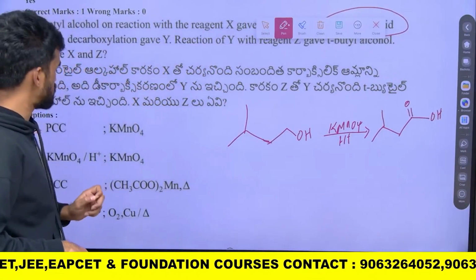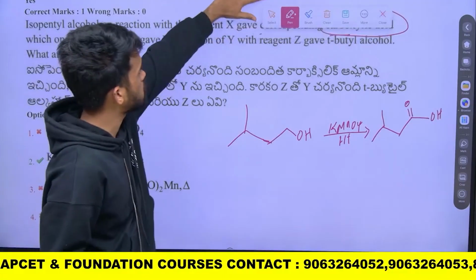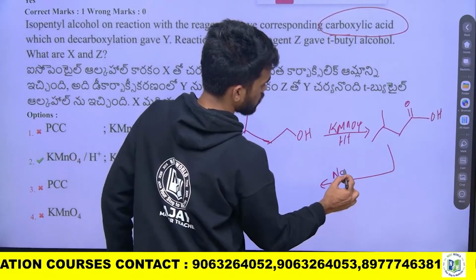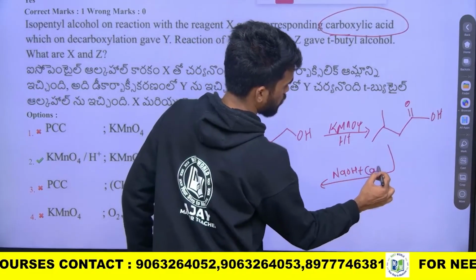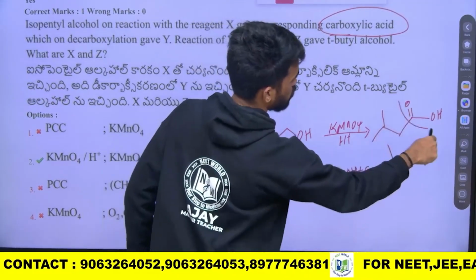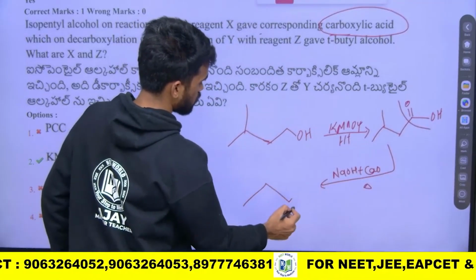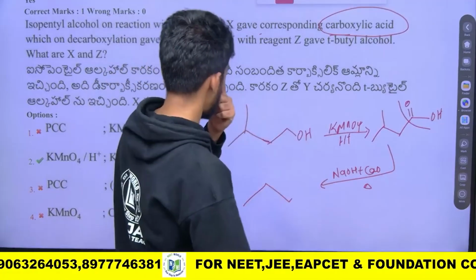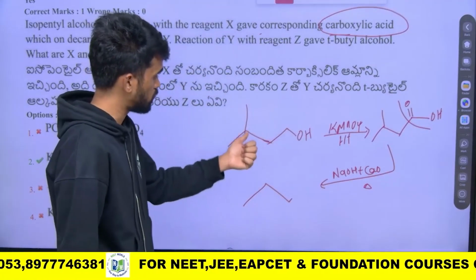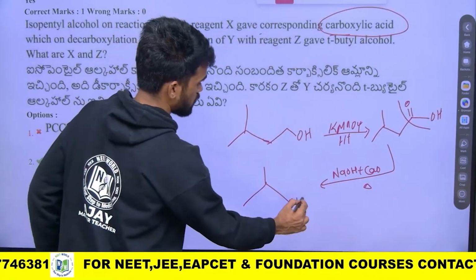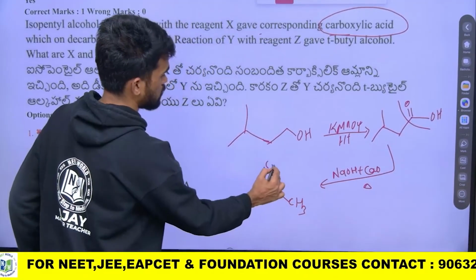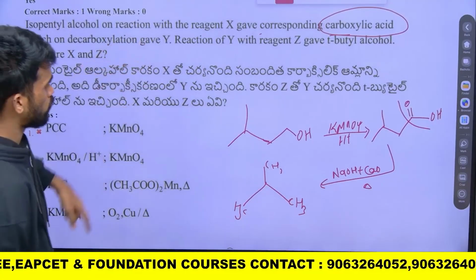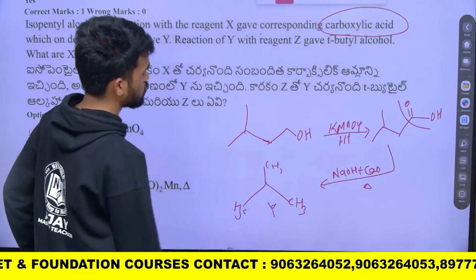Now from this carboxylic acid, upon decarboxylation, you have to treat this with NaOH plus CaO. Upon heating, just remove the CO2 part. So 1, 2, 3, the fourth carbon is removed, and you will have it like this. So this is one CH3 group, another CH3, another CH3, like this we got. Now this is what gave Y. So this is our Y. It is also looking like Y only.